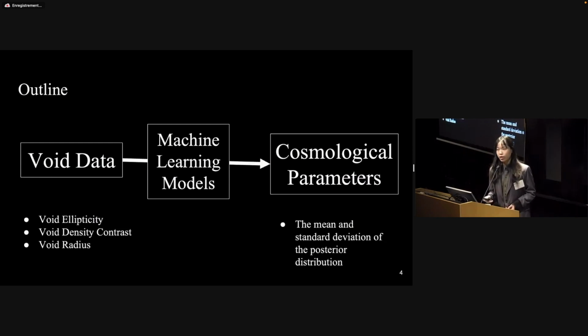While there have been already some models to extract information from voids, there are still some underexplored void properties. So machine learning models are very great for these underexplored statistics. So this work is about applying machine learning models to extract information from the void catalog and predict the cosmological parameters.